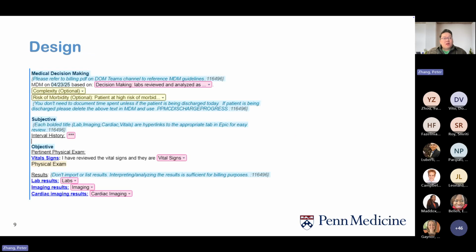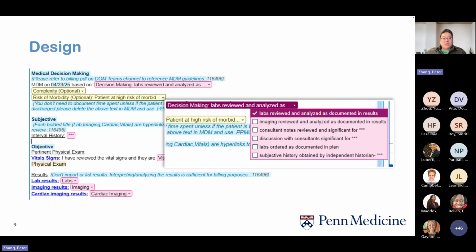I have a screenshot here of an example of what the MDM section looks like. I won't go through all the note design because there are a lot of different elements, but I did want to highlight some of the major points. We created this MDM section in the note that essentially tries to capture all the elements that are required for capturing complexity, whether it's by reviewing history or interpreting labs and results, getting collateral history from family members, or even discussing complexity and risk of morbidity directly.